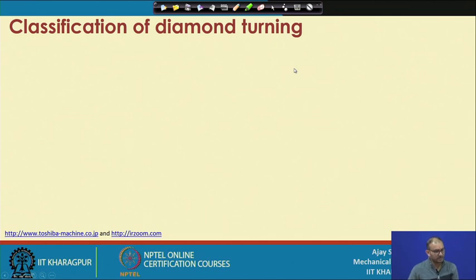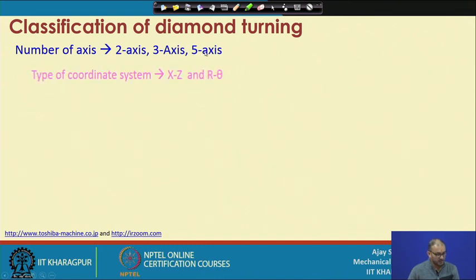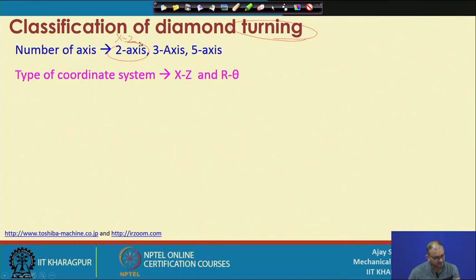Right. What are the different classifications of diamond turning? There are two, one is the number of axes: 2 axes, 3 axes and 5 axes. Here 2 axis means the normal turning operation, where we are talking about the x and z axis only. 3 axis means one of these axes will move independently. Mostly it is x, z and c axis, because we want to control the movement around the z axis, and if you want to add one more axis, you can give the tilting of the x axis also.